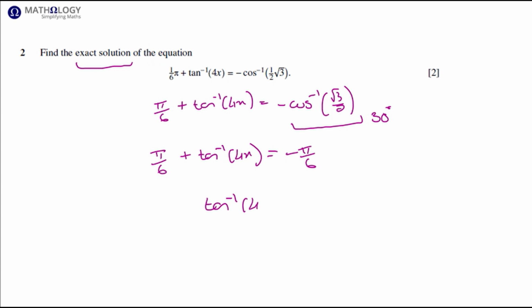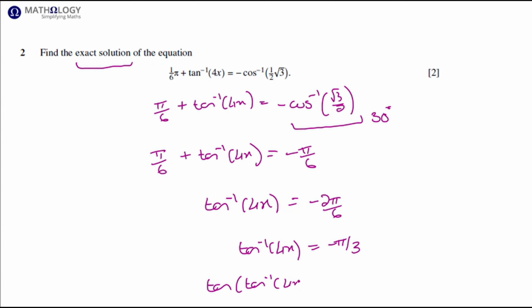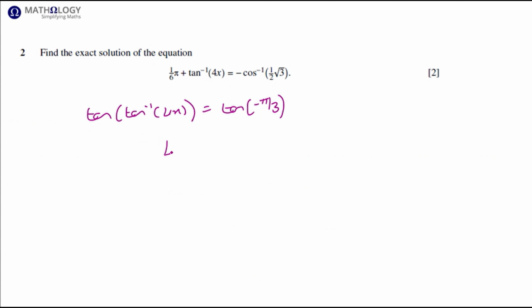We can now get an expression for arctan 4x. We can take this pi by 6 over to the right. So we'll have minus pi by 6 minus pi by 6 is minus 2 pi by 6, which is minus pi by 3. Now to get 4x, to isolate 4x, we're going to tan both sides of the expression. On the left, we now just have 4x, and on the right, tan minus pi by 3.